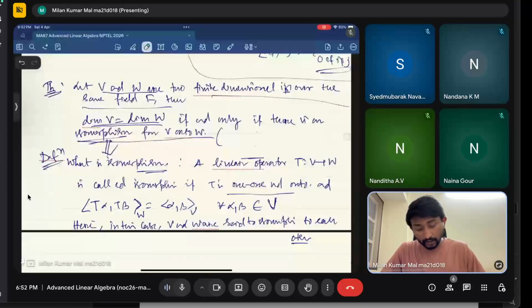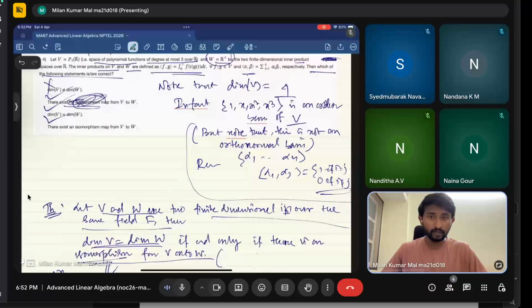Dimension of V equals dimension of W, that is also a correct option that we have checked. And there exists an isomorphism from V into W. Why are all the options correct? Am I making a mistake? Oh, there is no isomorphism. Sorry, I am reading this statement wrong. There exists no isomorphism, that's not correct. There exists an isomorphism from V to W, that's correct. There is no isomorphism, that's not correct.